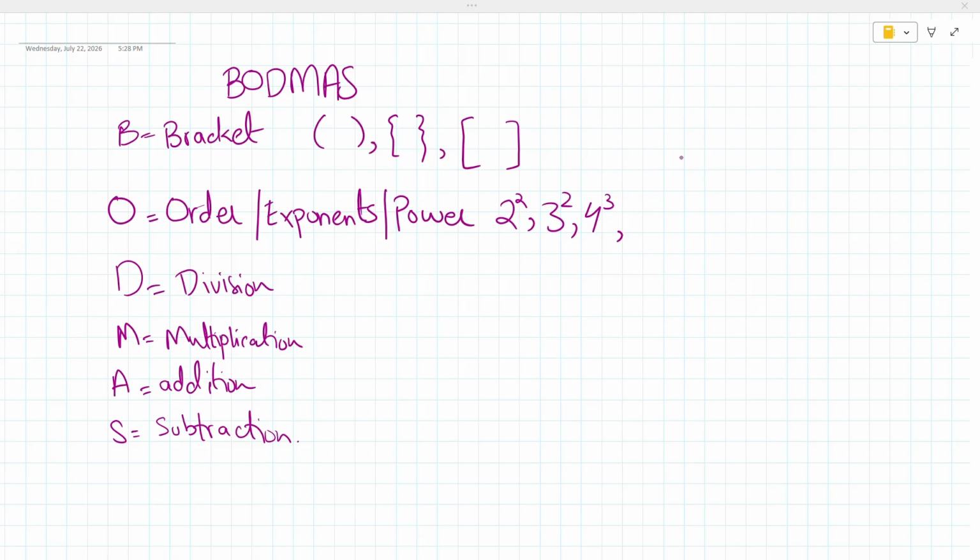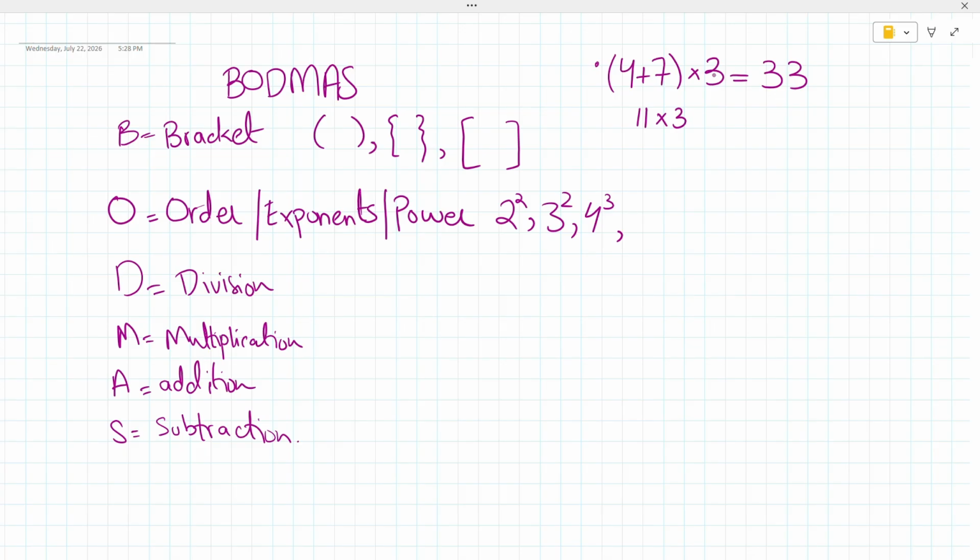Now we will consider the example: 4 plus 7, in brackets, multiplied by 3. So what is the answer? According to this rule, we will solve the bracket first. What is inside the bracket? 4 plus 7, so it is only addition here. We add them, 11, and then multiply with the 3. So the answer is 11 threes are 33.